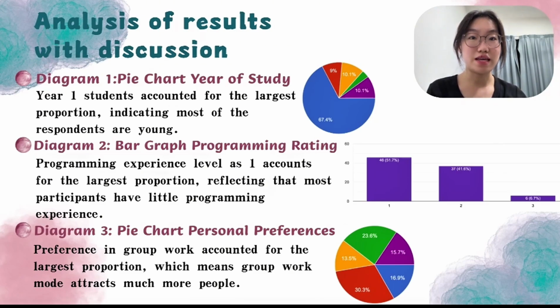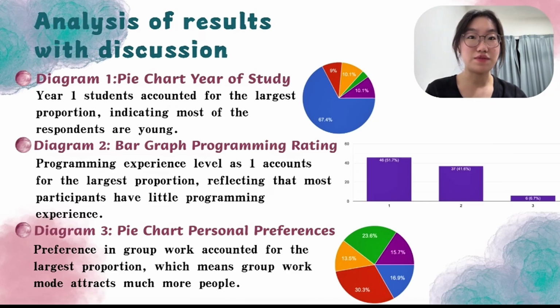Now, let's turn our attention to diagram 3, the pie chart of personal preferences. This chart reveals how people responded to task mode preferences. A notable 47.3% of respondents prefer group work, 39.3% prefer individual work, and 13.5% have no preference.